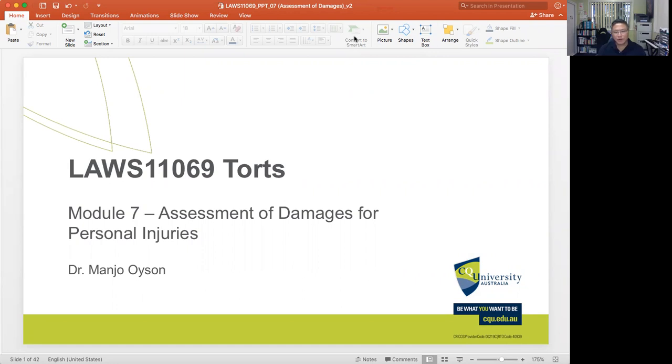in an action in tort based on the commission of a negligent action or omission on the part of the defendant. Of course, it's one thing to talk about an action being successful on the basis of the commission of a tort, but ultimately the question is, how much would the damages amount to? How much is a plaintiff likely going to be able to recover?